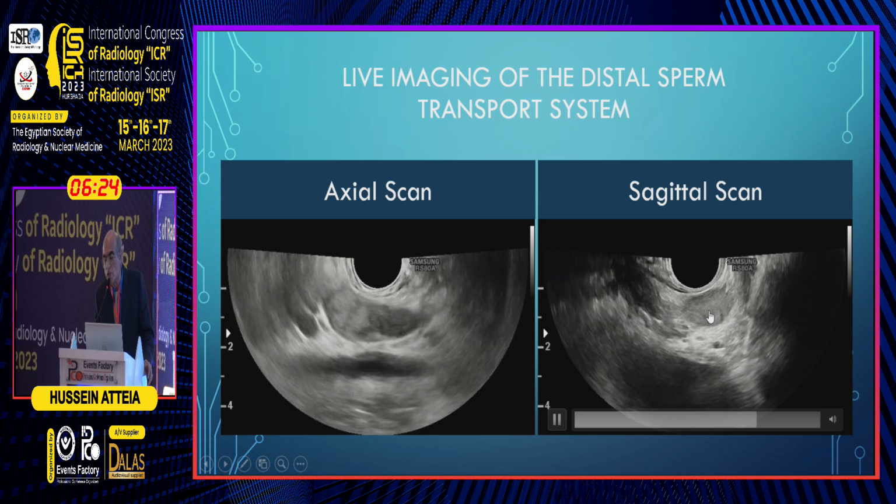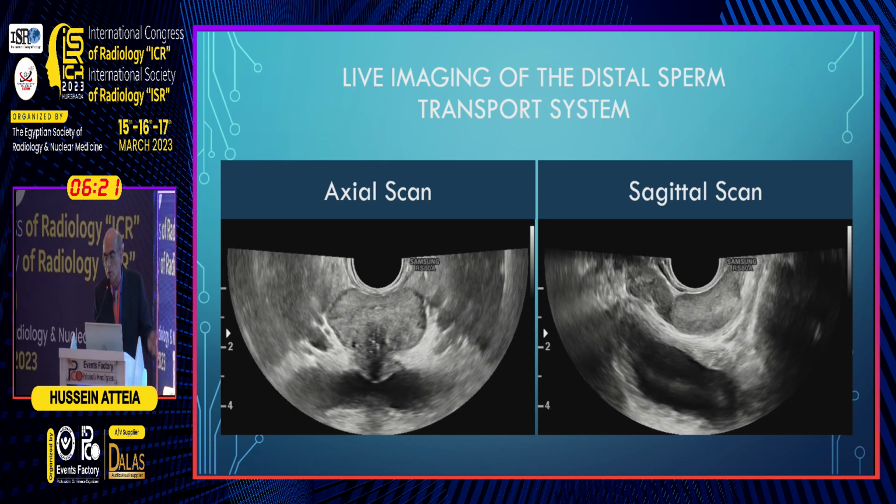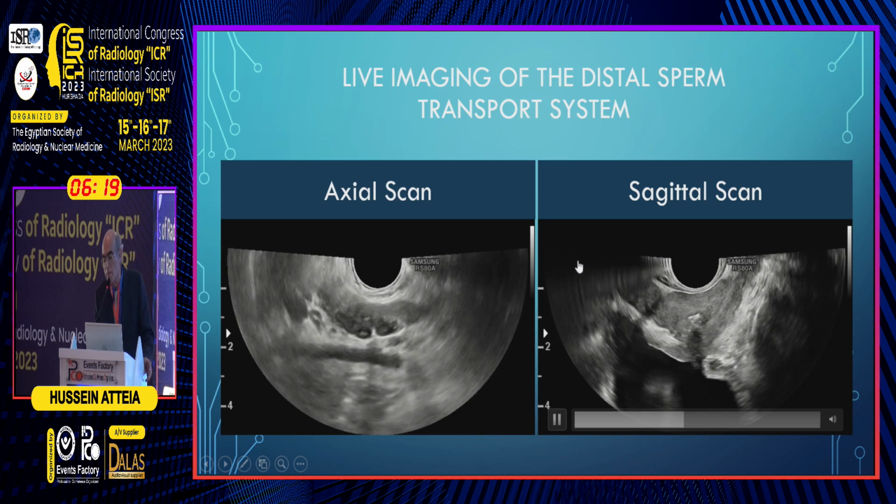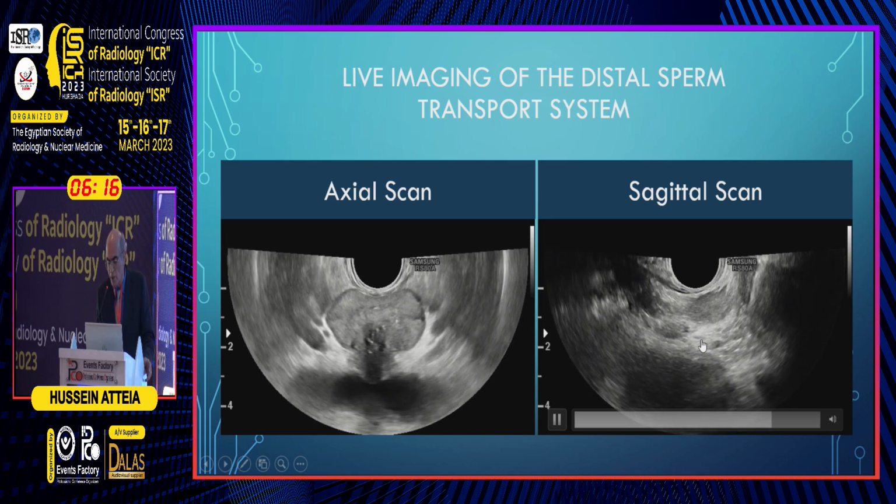And this is in the sagittal plane. You go left to right, from down to up, and you could see both seminal vesicle and measure them. And you could see calcifications here in the prostate.